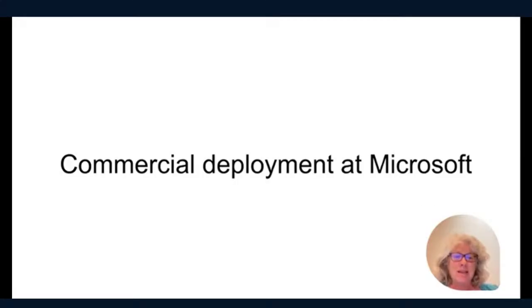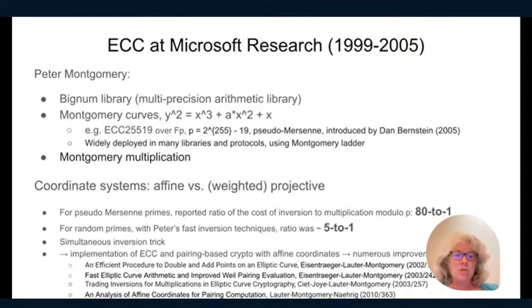So Peter Montgomery is very well known for a number of things, including that he wrote the BigNum library, which was a multi-precision arithmetic library for Microsoft, which was used in our cryptography implementations. And he's well known also for Montgomery curves, y squared equals x cubed plus ax squared plus x. Curves of this form, one example of those is Curve25519, which was introduced by Dan Bernstein in 2005. That curve is defined over a finite field F_p, where p is 2 to the 255 minus 19. It's a pseudo-Mersenne prime, thus the name Curve25519. And it's been widely deployed in many libraries and protocols using the Montgomery ladder. And Peter's also well known for efficient Montgomery multiplication.